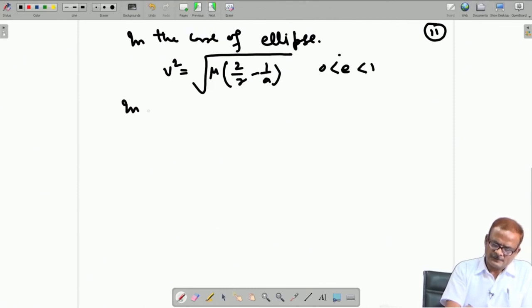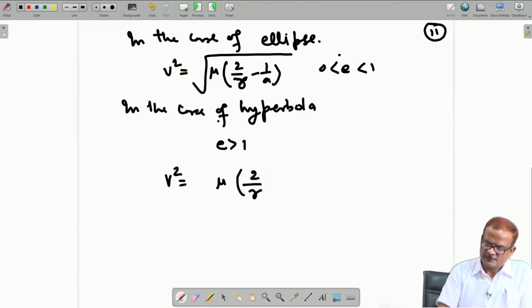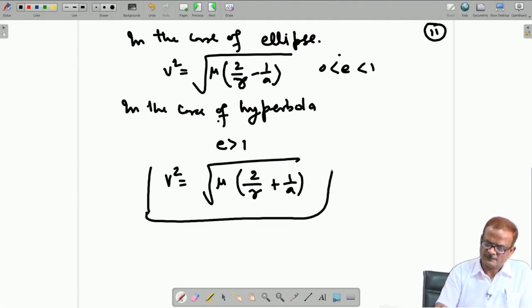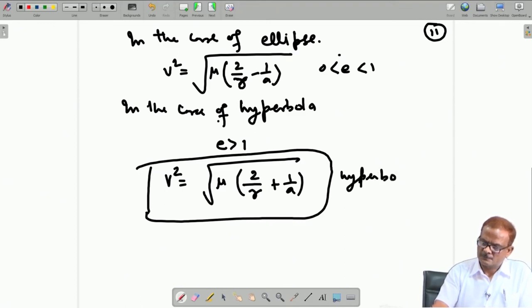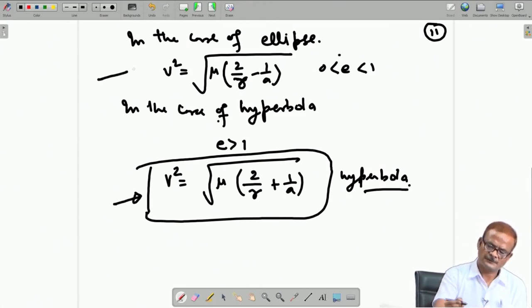In the case of hyperbola, where E is greater than 1, V square is given by mu times 2 divided by R, this is R, and A in that case is negative, so that makes it plus 1 by A. So, this is for the case of hyperbola. And later on you will find this equation very useful in solving many problems.